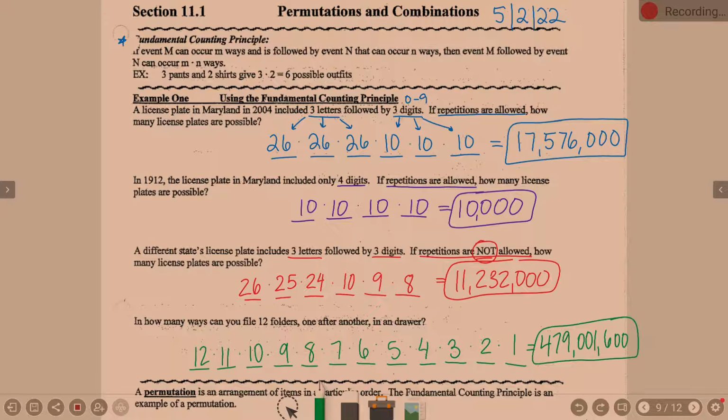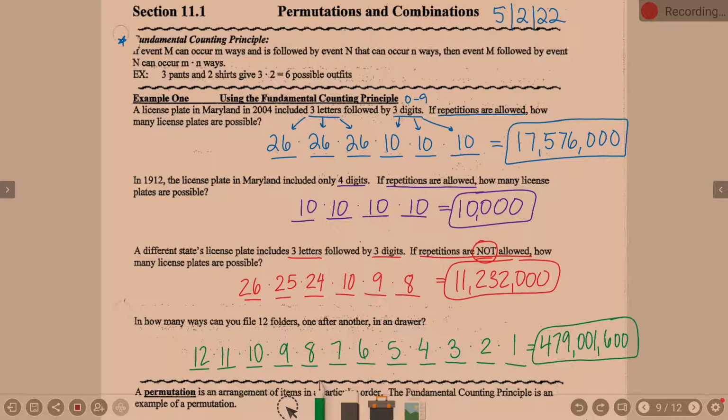Boggles my mind to think about. Now, as we move into the next part, you want the easy way of doing that on your calculator so you don't have to type in 12, 11, 10, 9, and so on? Yes. This is something called, and it's introduced down below, so when I go to my next page, you'll see it. This is something called a factorial.